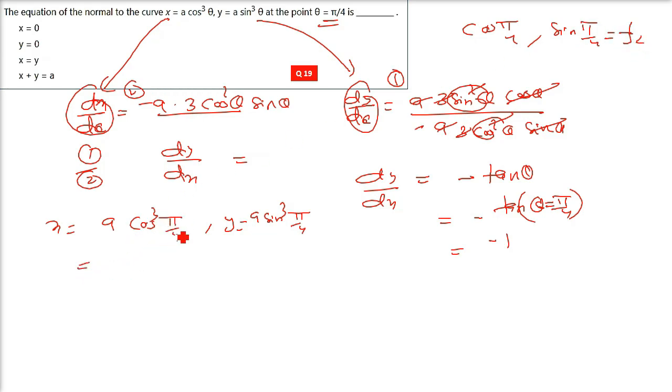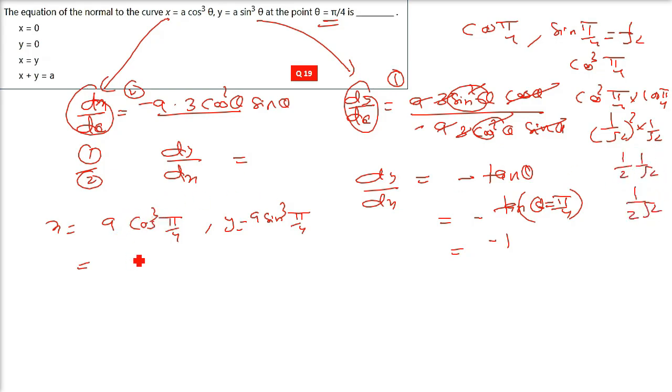A into 1 by root 2 whole cube. I'll just show you. I'm just showing you cos cube pi by 4: cos square pi by 4 into cos pi by 4. Cos square pi by 4 is 1 by root 2 whole square, and this is 1 by root 2. 1 by root 2 whole square is 1 by 2. This is 1 by root 2. So 1 by 2 root 2 it will be. This is 1 by 2 root 2, so a by 2 root 2. This also a by 2 root 2.